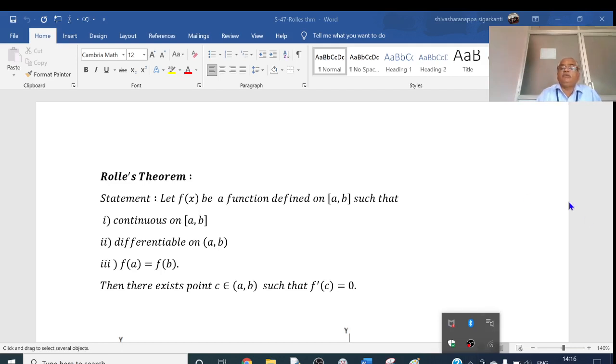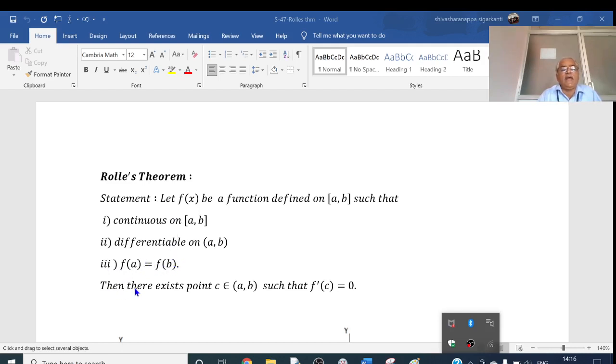In this video, we discuss Rolle's theorem. The statement of Rolle's theorem is: let f(x) be a function defined on the closed interval [a, b] such that the first condition is f(x) is continuous on the closed interval [a, b]. The second condition is f(x) is differentiable on the open interval (a, b). The third condition is f(a) = f(b). These are the three conditions.